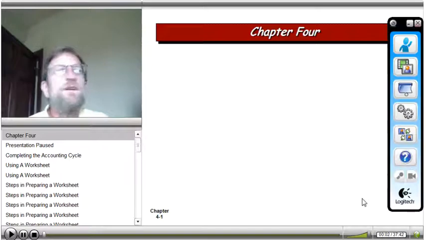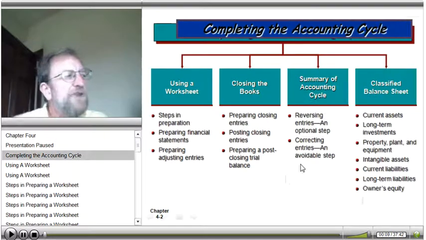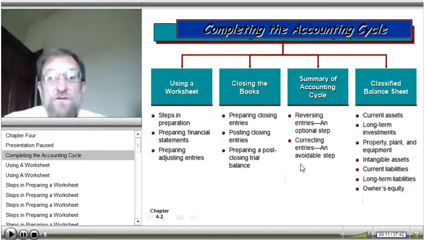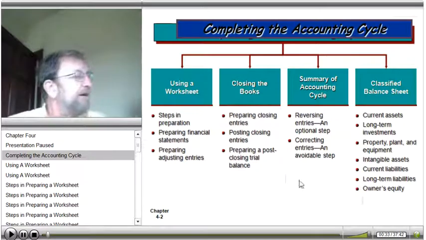Welcome to the PowerPoint demo for Chapter 4. In this chapter we start completing the accounting cycle. We've introduced you to a lot of accounting terminology, to journal entries, general ledger, and general journal. Now we're going to run you through a complete cycle and have you close the books and generate financial statements.